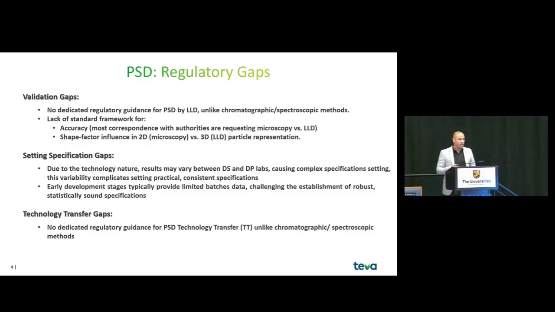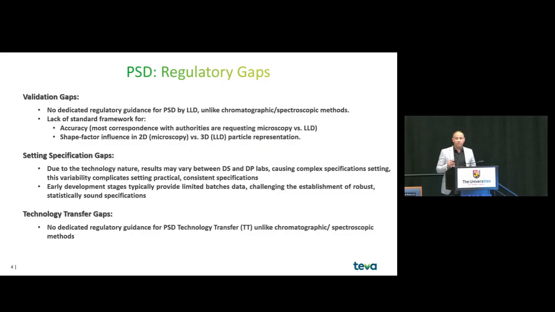One is the validation gaps. The validation gaps are basically 2 topics, the first being accuracy. There are different approaches to performing accuracy for the laser diffraction method, and we surprisingly found that different sites within Teva are taking different approaches. Some of them have already been doing this for years, but we did not know that each site was doing accuracy differently. I will speak about this in a minute.